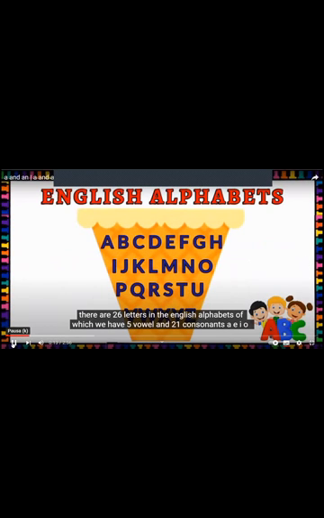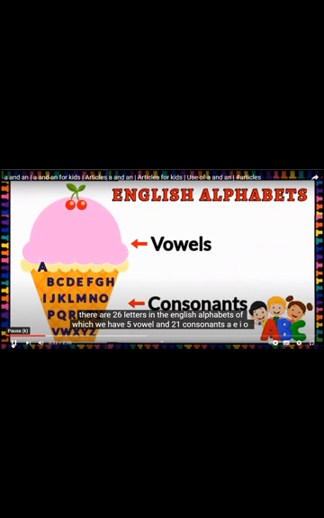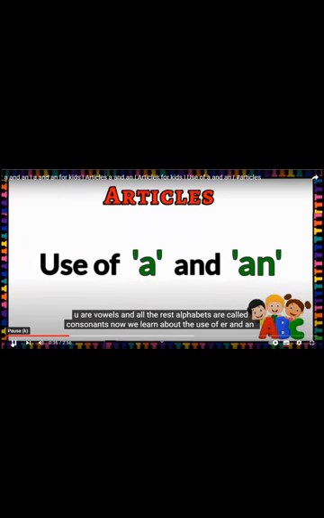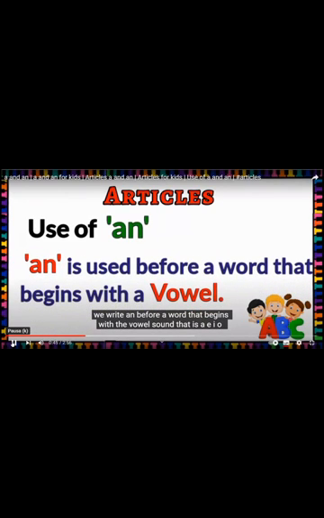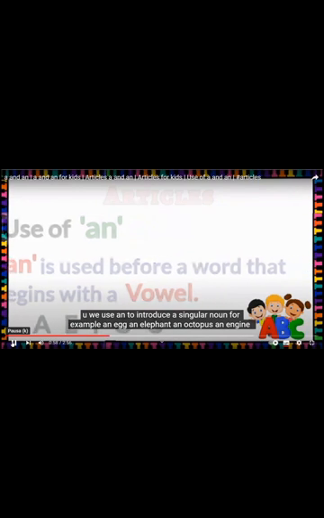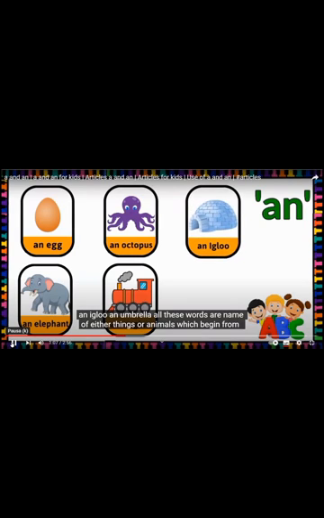There are 26 letters in the English alphabets, out of which we have 5 vowel and 21 consonants. A, E, I, O, U are vowels and all the rest alphabets are called consonants. Now we learn about the use of a and an. We write an before a word that begins with the vowel sound, that is A, E, I, O, U. We use an to introduce a singular noun. For example, an egg, an elephant, an octopus, an engine, an igloo, an umbrella. All these words are name of either things or animals which begin from the vowel sound.